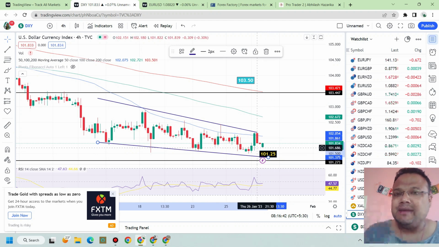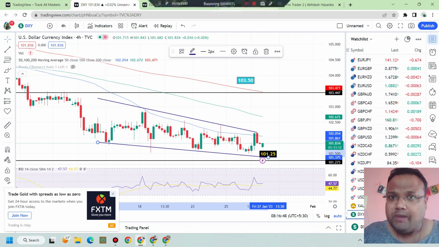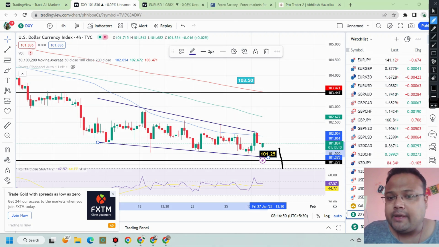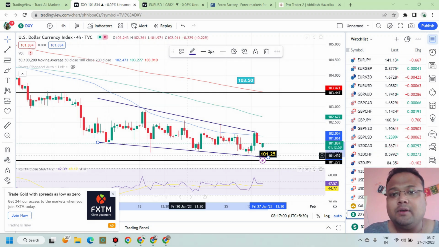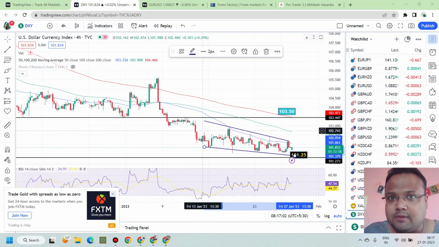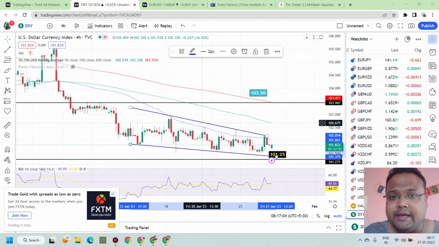And if the same selling pressure continues, and if no fundamentals or news come for rescue, then we may see DXY breaking 101.25 and going down further. Again, I'm repeating that we do not have any news or any technical factor that will bring a trend reversal. Both fundamentally and technically, DXY is weak right now.